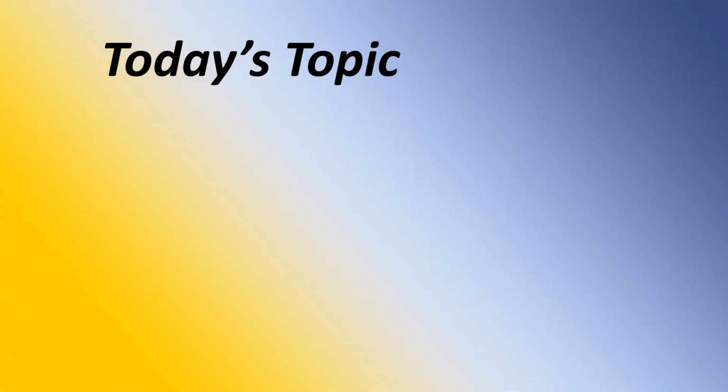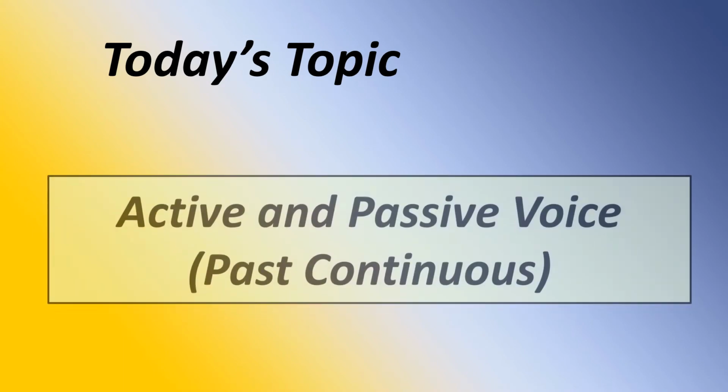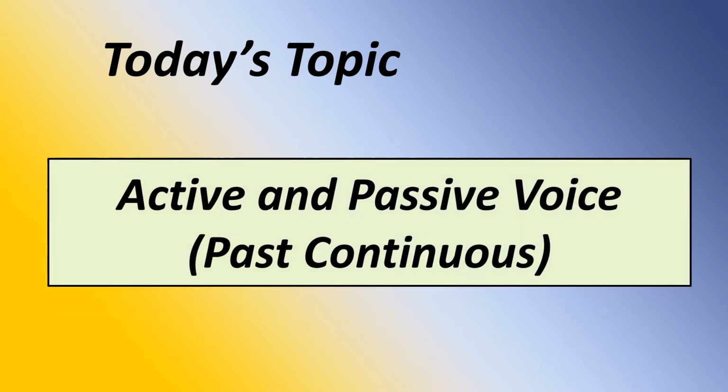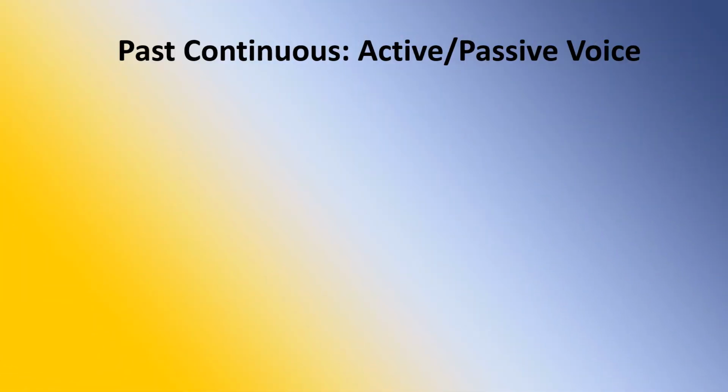This is our today's topic. We shall be doing active and passive voice of past continuous tense. In order to convert the given active voice sentence of past continuous tense into its passive voice form, we need to follow certain rules. They are just four in number and they are very simple.